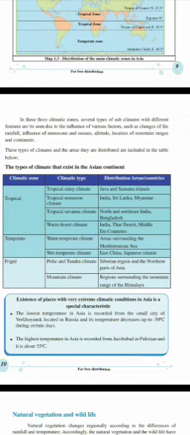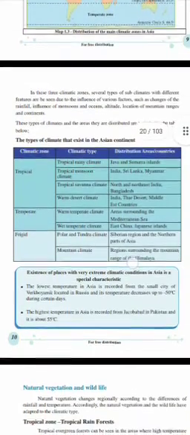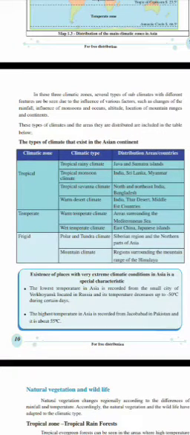Java and Sumatra Islands have a tropical rainy climate. Tropical monsoon climate: India, Myanmar, and Sri Lanka. Tropical savanna climate: North and Northeast India, Bangladesh. Then warm desert climate: the Thar Desert in India and Middle East countries. Then the temperate zone can be divided into 2 parts: warm temperate climate and wet temperate climate. Warm temperate climate: areas surrounding the Mediterranean Sea.